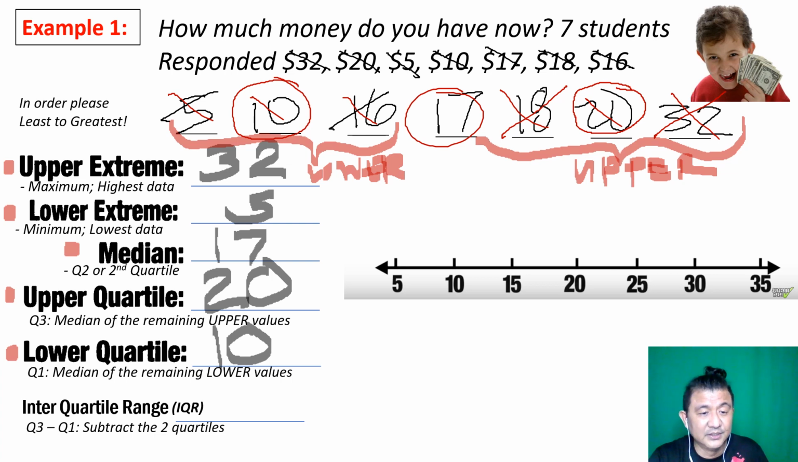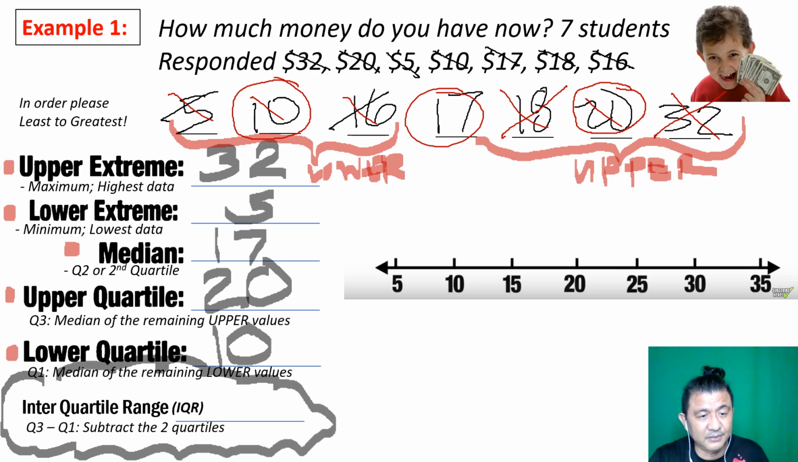Let's just do this. The next one is the interquartile range. We don't need it yet, but you will use it later. It's simply Q3 minus Q1, or the upper quartile minus the lower quartile. And that's going to be what? It's going to be 20 minus 10. The answer is 10. Okay, we'll use that later. But we'll use first the data from above.